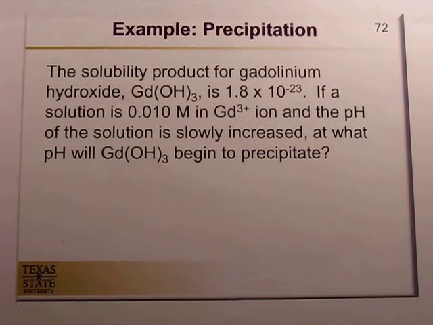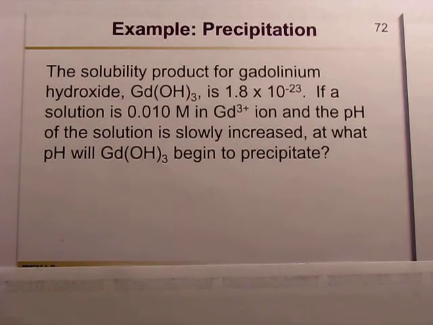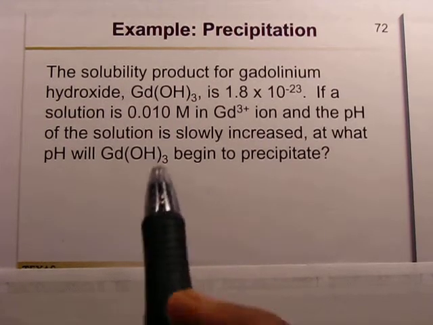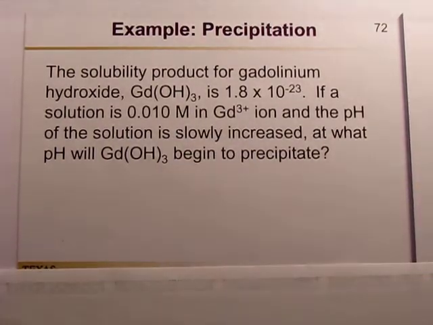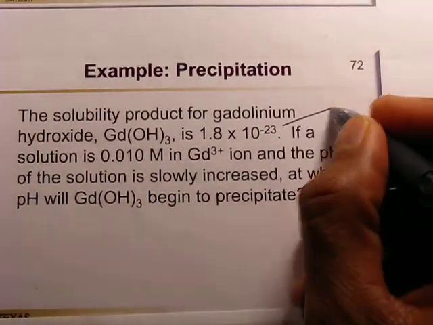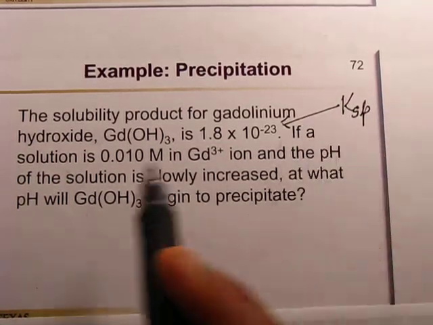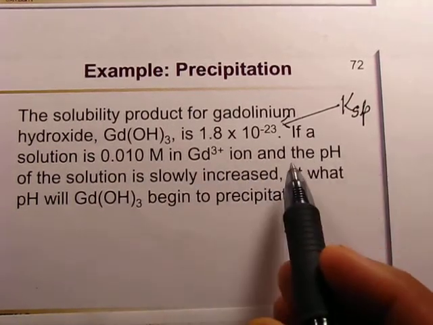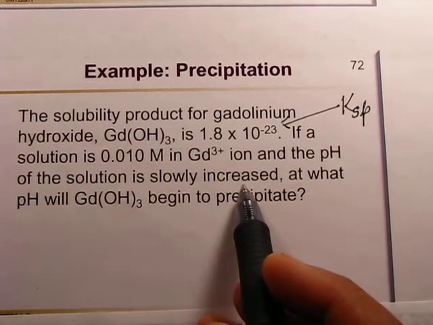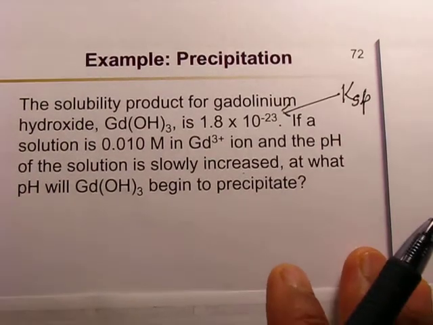So in this video we will study two more examples related to solubility product and metathesis reaction. The solubility product of gadolinium hydroxide is 1.8 times 10 to the minus 23. So this value is given for Ksp. If the solution is 0.01 molar in gadolinium ion and the pH of the solution is slowly increased, at what pH will the gadolinium hydroxide begin to precipitate?